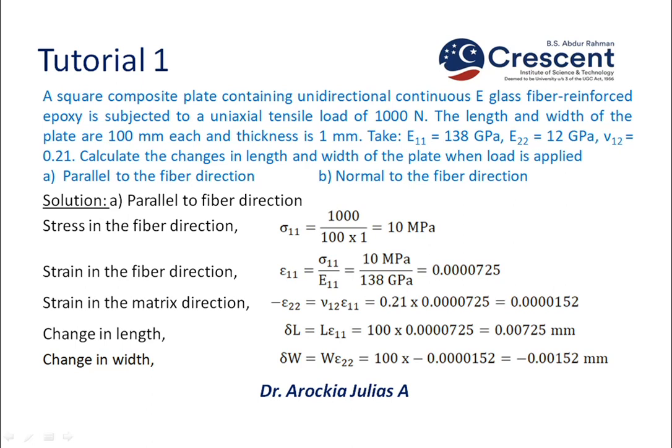Now change in width, similar to that. In the width direction we know the epsilon 22. So again strain equal to change in width by original width. Using that concept we find the value as 0.00152 mm. We are using the minus symbol because it is compression, right.